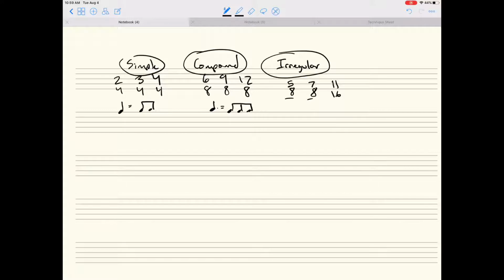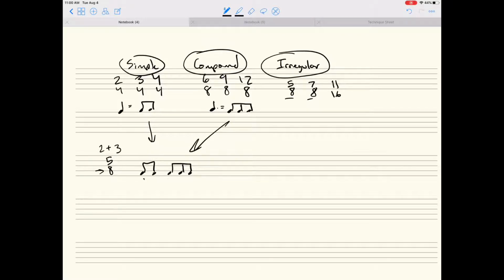A good way to think of irregular meter is groups of twos and threes. So let's look at some examples. So 5/8. We can get to 5 by adding 2 plus 3. So if we were to write that, remember we're in 5/8, so we're using eighth notes. We have 5 eighth notes in our measure. So 2 looks like that. 3 looks like that. You can kind of think of this as a mixture of simple and compound, if you want to.